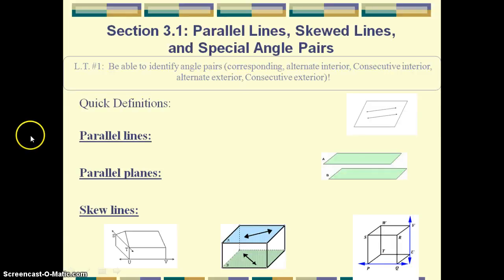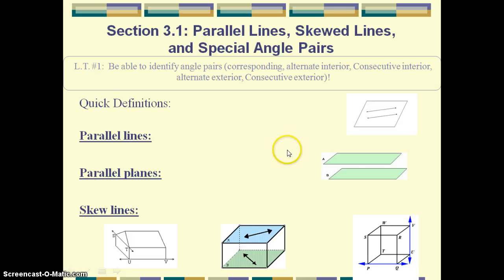Hello class, this is section 3.1, parallel lines, skewed lines, and special angle pairs. Today our learning objective is to be able to identify angle pairs, which will be corresponding, alternate interior, consecutive interior, alternate exterior, and consecutive exterior.